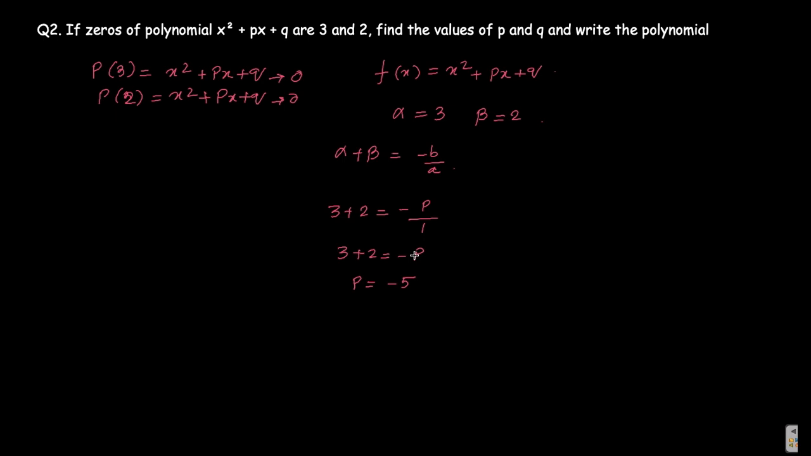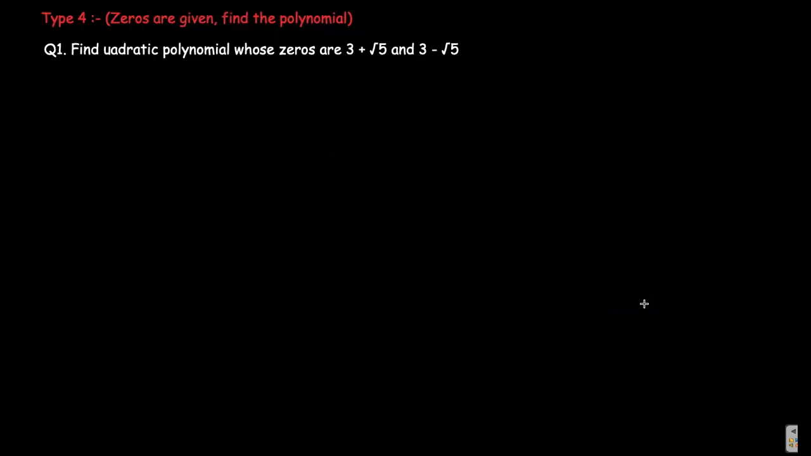Now we have to find out q. We can find q using alpha into beta is equal to c by a. What is alpha beta? 3 into 2 is equal to c by a, where c is q and a is 1, that means q is equal to 6. So p becomes minus 5 and q becomes 6. This is the third type. Now type 4.